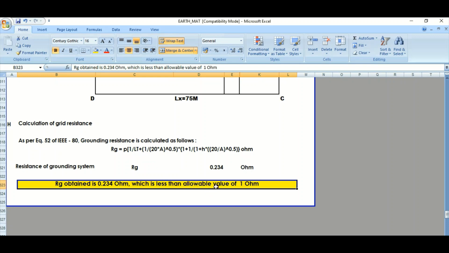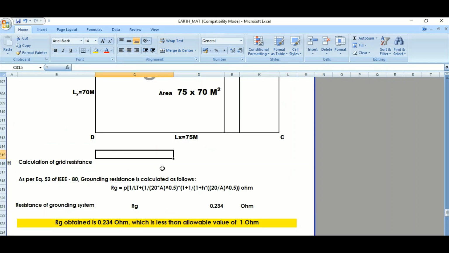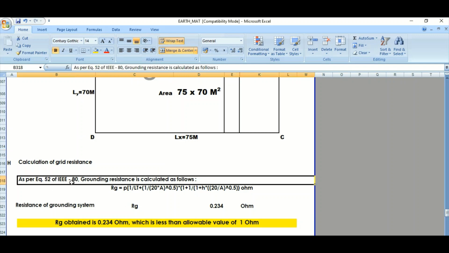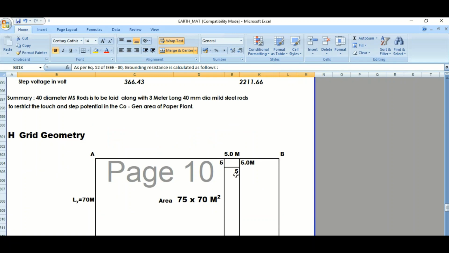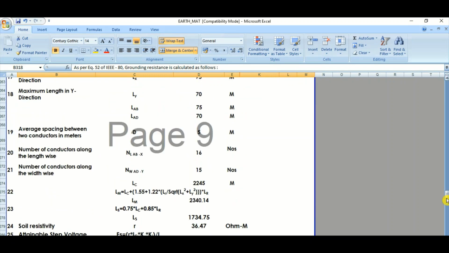the allowable ground resistance, RG, grid resistance, should be below an acceptable value of 1 ohm. So this will be our objective, and how to do the calculation using the manual spreadsheet and with the help of the equations of IEEE 80, we will see in this video. So let's start from the beginning.